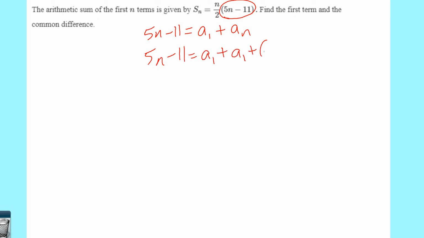All right, the sum of the first n terms of an arithmetic sequence is given by this. Find the first term and the common difference. So I know that 5n minus 11 represents the first term plus the last term. So if I know 5n minus 11 equals the first term plus the last term, think about how you get that last term. We get that by taking the first term plus n minus 1 times the difference.